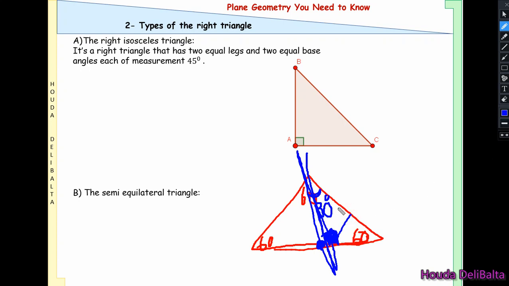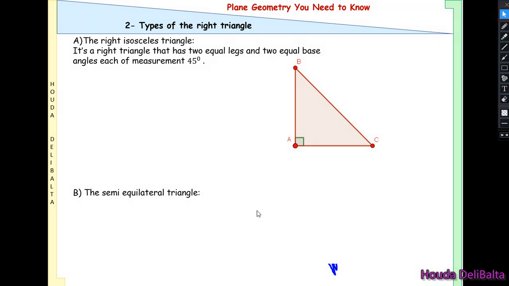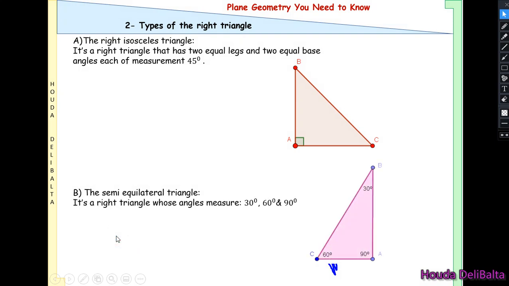So the semi-equilateral triangle, the shaded one, is a right triangle whose other angles are 30 and 60. So what's the semi-equilateral triangle again? It is a right triangle whose angles measure 30, 60, and 90. Let's continue to see what else we have in the right triangle.